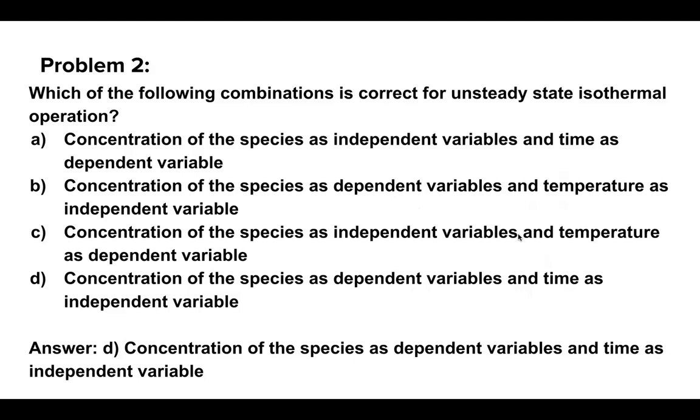Okay, we are talking about unsteady state. Here, isothermal means temperature is not at all changing. So it's not even a variable there, it's a constant thing. And unsteady state means everything is changing with respect to time. So concentration is a dependent variable and time is an independent variable. Temperature is not the independent variable. Everything is changing with respect to time. So option D is correct. So concentration of species is dependent variable and time is independent variable. Okay, is it confusing or is it clear for everyone?